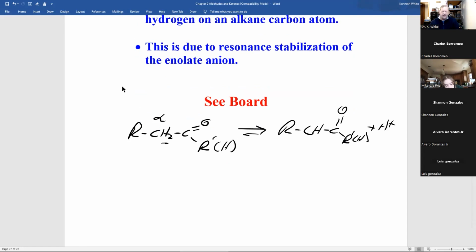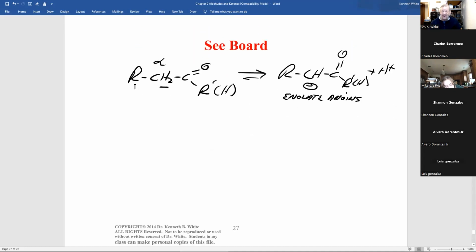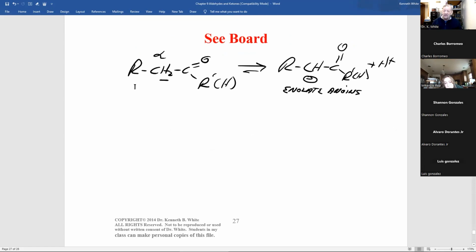If you pull a proton H plus off this carbon, it will have a negative charge. And this is called the enolate anion. This won't be on a test, but Dr. White loves enolate anions because that's what I did my PhD thesis on. Actually, very specialized that most organic chemists wouldn't even understand. And that's kinetically favored cross-conjugated enolate anions. And that's part of my PhD thesis.